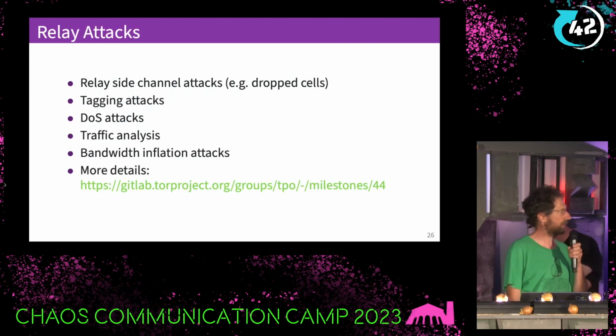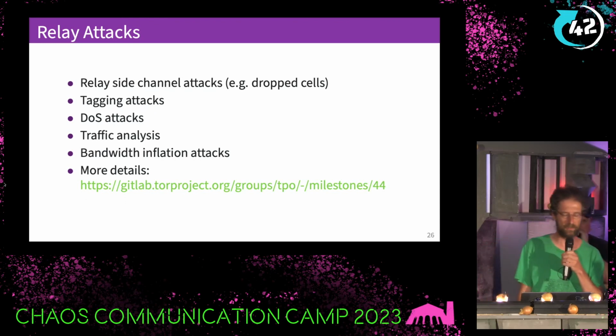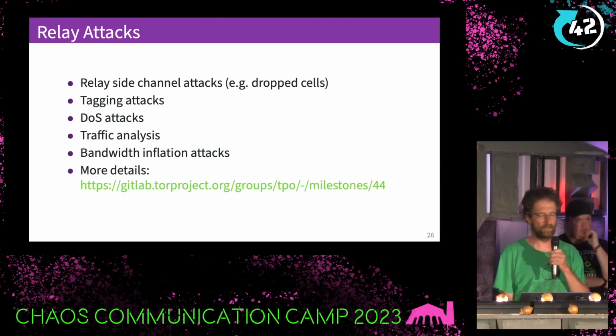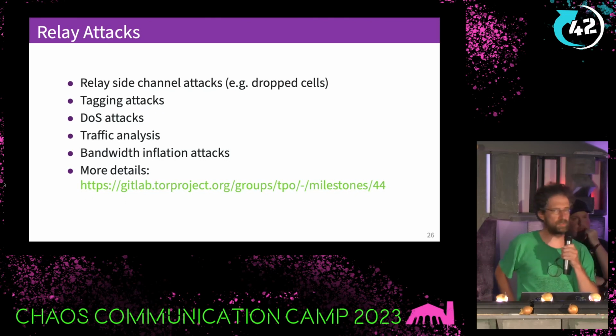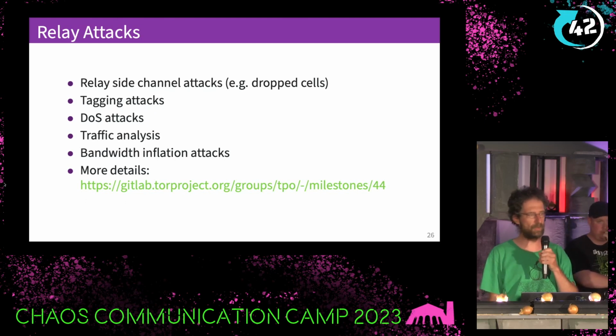So for the relay attacks, here are some of the things we could think about, and we are actually thinking about. You can find more details in this GitLab milestone, where we have a detailed description of the things we want to work on in managing those attacks. There are relay side channel attacks we have seen in the past, where users got de-anonymized. We want to investigate and finally fix tagging attacks, where attackers try to manipulate the routes users can use, and we try to defend against that.